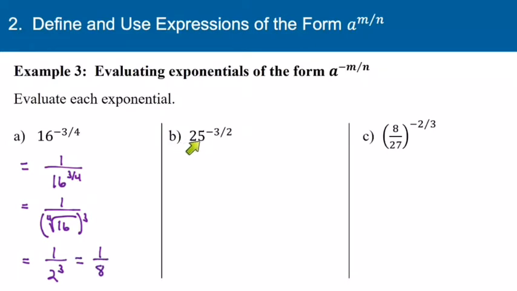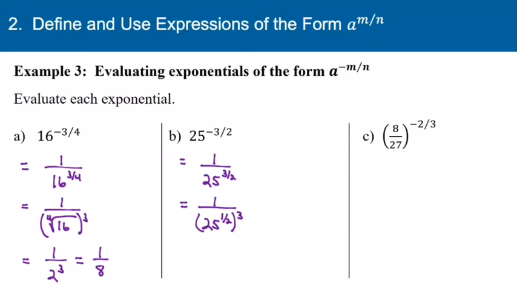In part B, we have 25 to the negative 3/2 power. So again, to get rid of the negative, we move all of this to the denominator. So we'll have 1 over 25 to the 3/2 power. And again, the 2 in the denominator means that we're finding the square root of this base. So I'm just going to separate it out in exponential form. I didn't even go to radical form this time. I did over here, I didn't here.